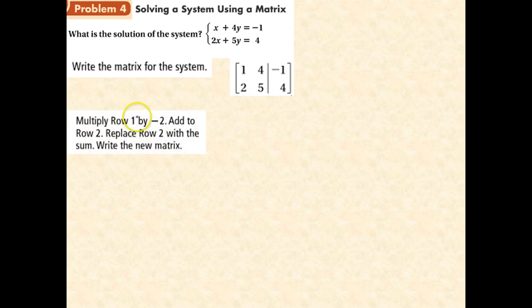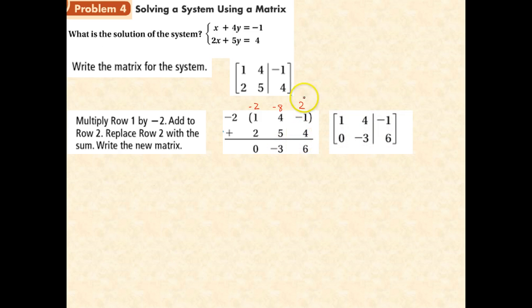Okay, so now I just mentally want to run you through these steps before I show you how to do it on the calculator. Multiply row 1 by -2, and then add that to row 2. So when I multiply row 1 by -2, I get -2, -8, +2, and then I add to row 2, so -2 plus 2 is 0, -8 plus 5 is -3, 2 plus 4 is 6. Why did I do that? Because now I have a 1 here and a 0 here, and remember my goal is to get a 1, and then a 0 and a 0.